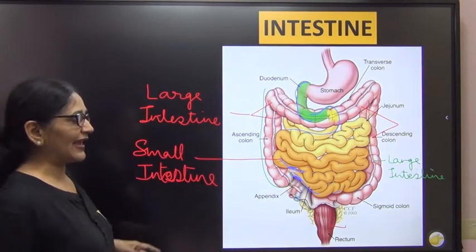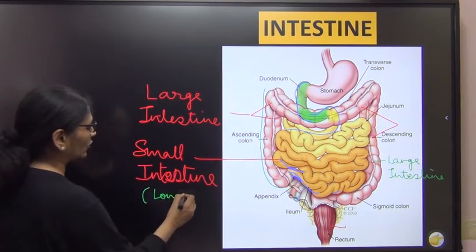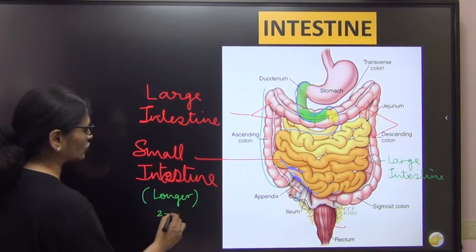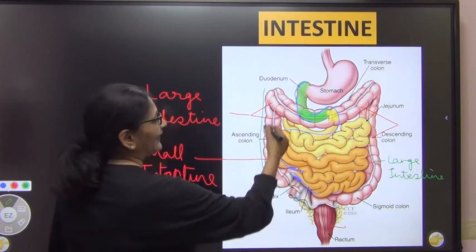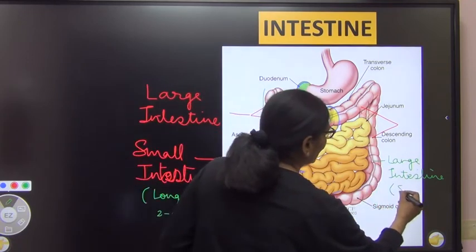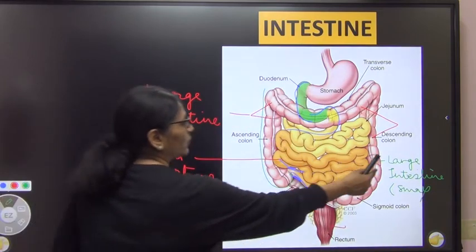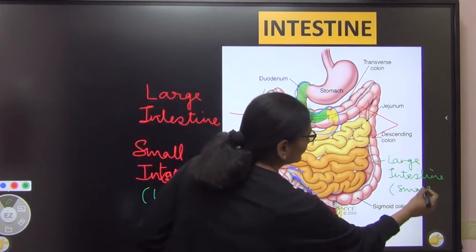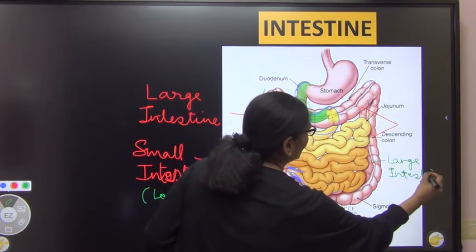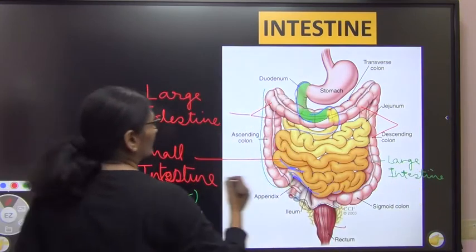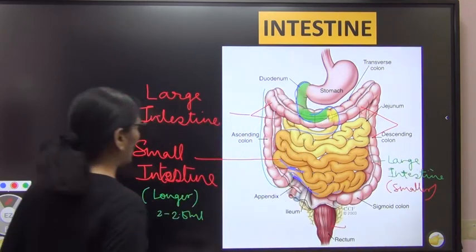Now you can ask me a question, because this question can come in your board exam as well. If you look at this diagram, the small intestine is longer in size. I told you the small intestine itself is approximately 2 to 2.5 meters long, right? This yellow part is longer and the pink part is small. Still, we call the longer one the small intestine, and the shorter one the large intestine. So why is it so?